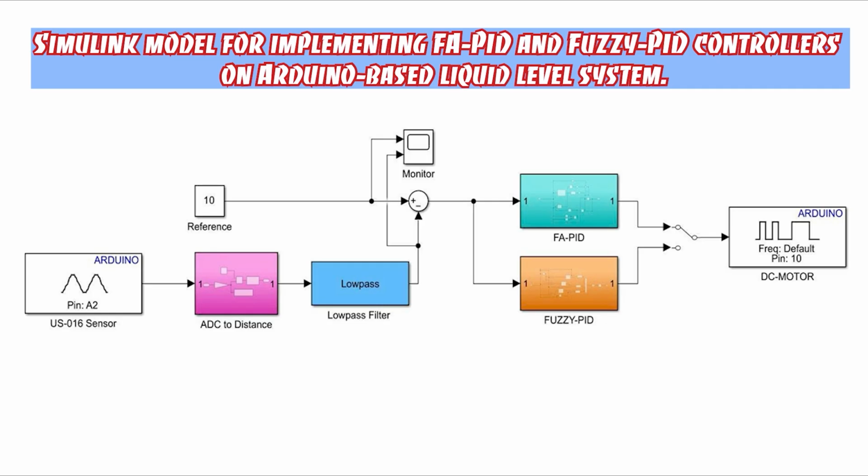remove noise. The filtered signal is compared with the reference value to generate the error, which is fed into either the FA PID or fuzzy PID controller, depending on the manual switch position. The controller computes the output control value within the range of 0 to 255. Finally, the control signal is transmitted to the DC motor through the Arduino and the driver circuit.